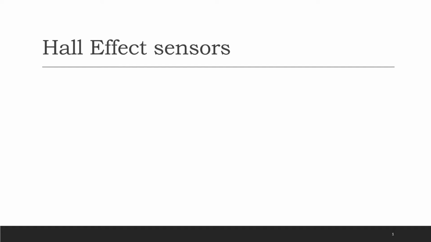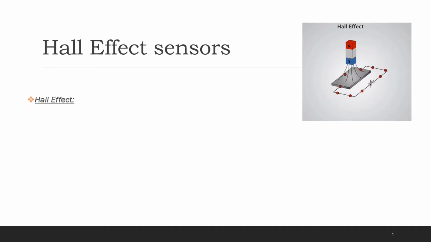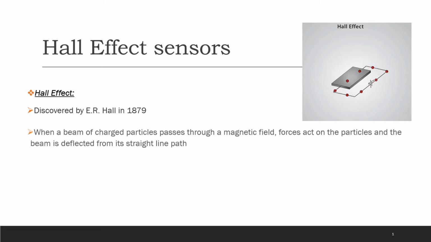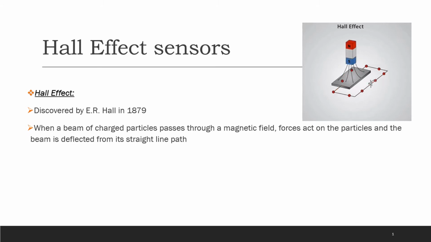So the next one is the Hall effect sensors. Now these are based on the Hall effect, which was discovered by E.R. Hall in 1879. So what is this Hall effect? When a beam of charged particles is passing through a magnetic field, the magnetic forces can act on these particles, or they influence these particles, and the beam of charged particles gets deflected from the straight line path.